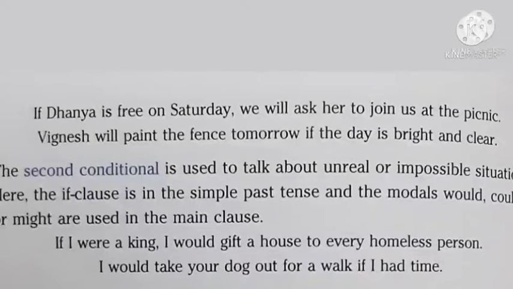Look at the next example. I would take your dog out for a walk if I had time. Now, which is the main clause and the subordinate clause in the sentence, children? I would take your dog out for a walk. That is the main clause. Till walk, it is the main clause. If I had time, that is a subordinate clause. That is an if clause, and that is also the conditional clause. Now, in the main clause, we said that we can use modals. So which is the modal used in the main clause? That is would. If I had time, that is in simple past tense. How do you know that? By the usage of the word had. So I hope you understood the second conditional sentences also.